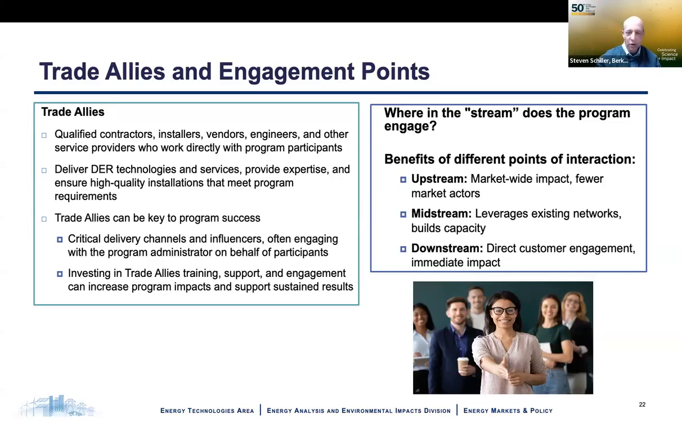And again, you can interact with them downstream, whether through direct customer engagement or potentially directly with their contractors. Midstream, think of the distributors and the retailers that sell the products. Or upstream, where there are fewer market actors, so you have a smaller audience to address, but they're a key component of that. That's typically the manufacturers.